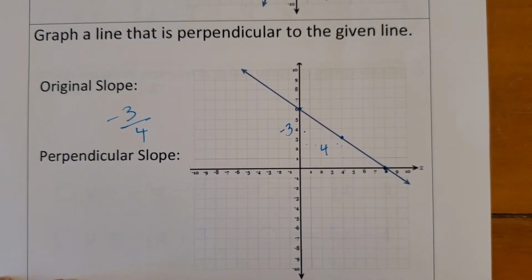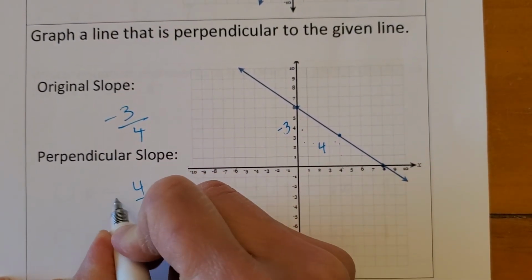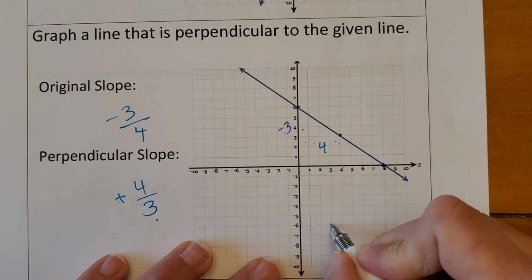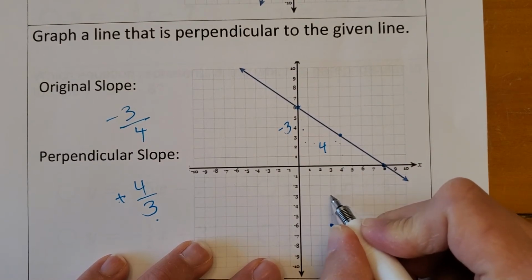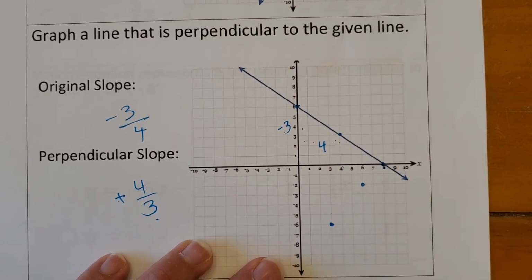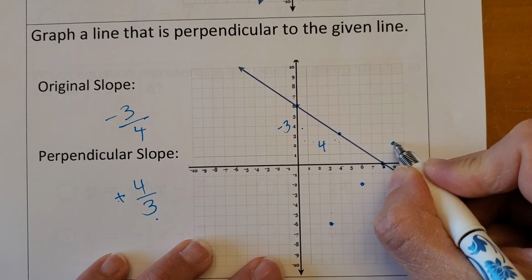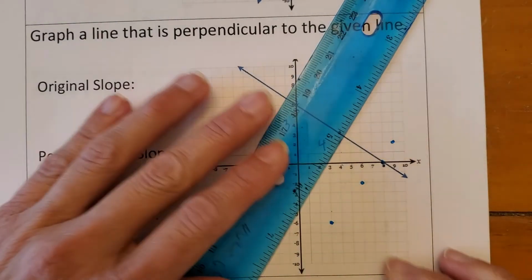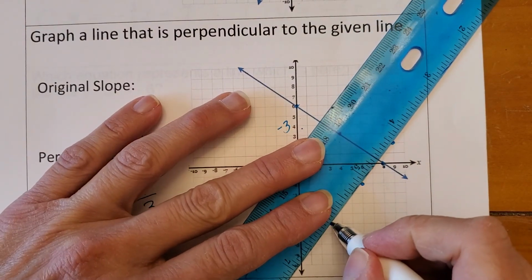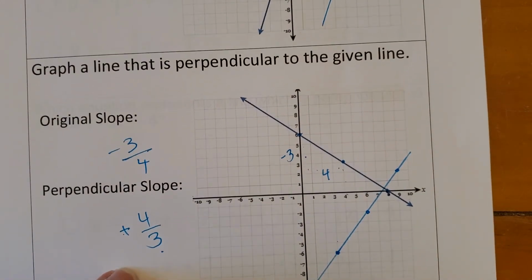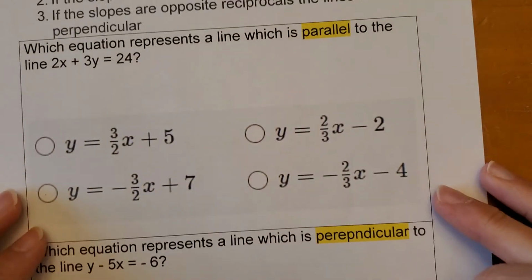That means the perpendicular slope has to be the flipped over, opposite version. So we're going to do a positive 4/3. So we're just going to randomly pick a point, and we're going to go up 4 over 3. We can do that again, up 4 over 3. And we are going to connect the dots, and that will be perpendicular to the original line. All right, so that's how you do the graphs. And now on to equations.